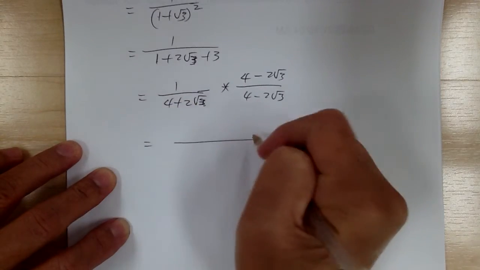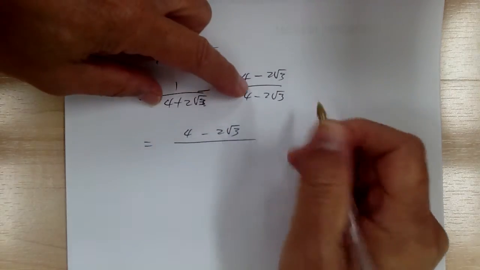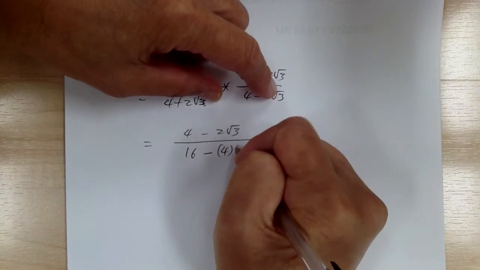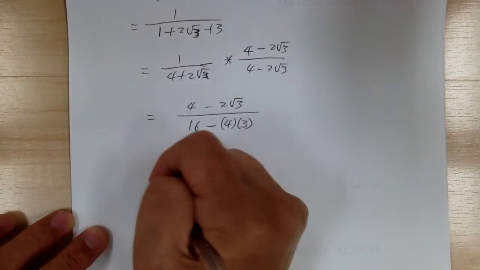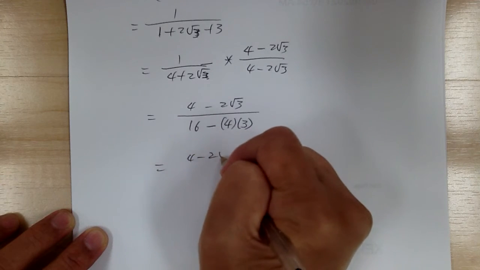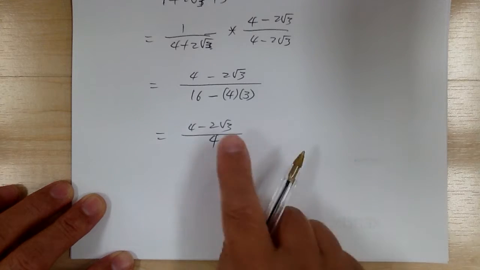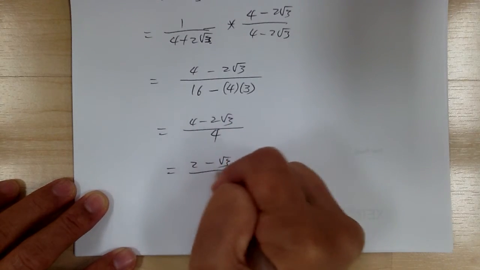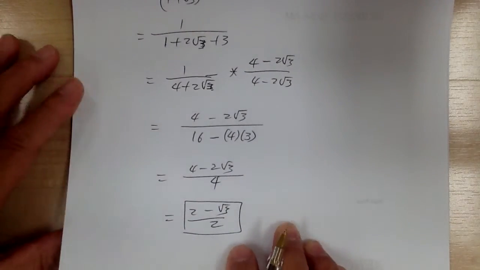Okay, so this will equal 4 minus 2 square root of 3. Now on the bottom, you're going to get 16 minus, and this will be 4 times 3. Okay. And so this will equal 4 minus 2 square root of 3 over 4. And this one, you can reduce everything by 2. So you equal 2 minus square root of 3 over 2. Next one.